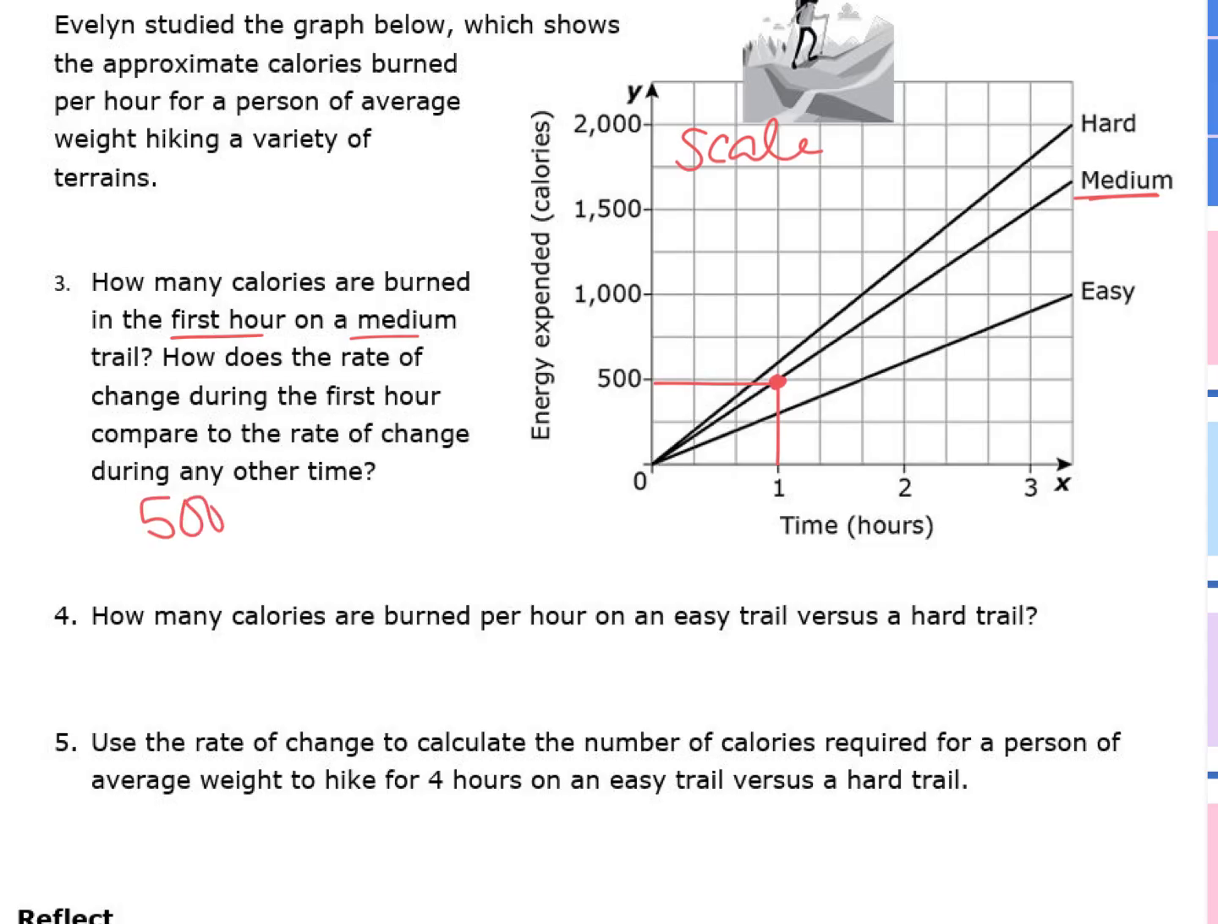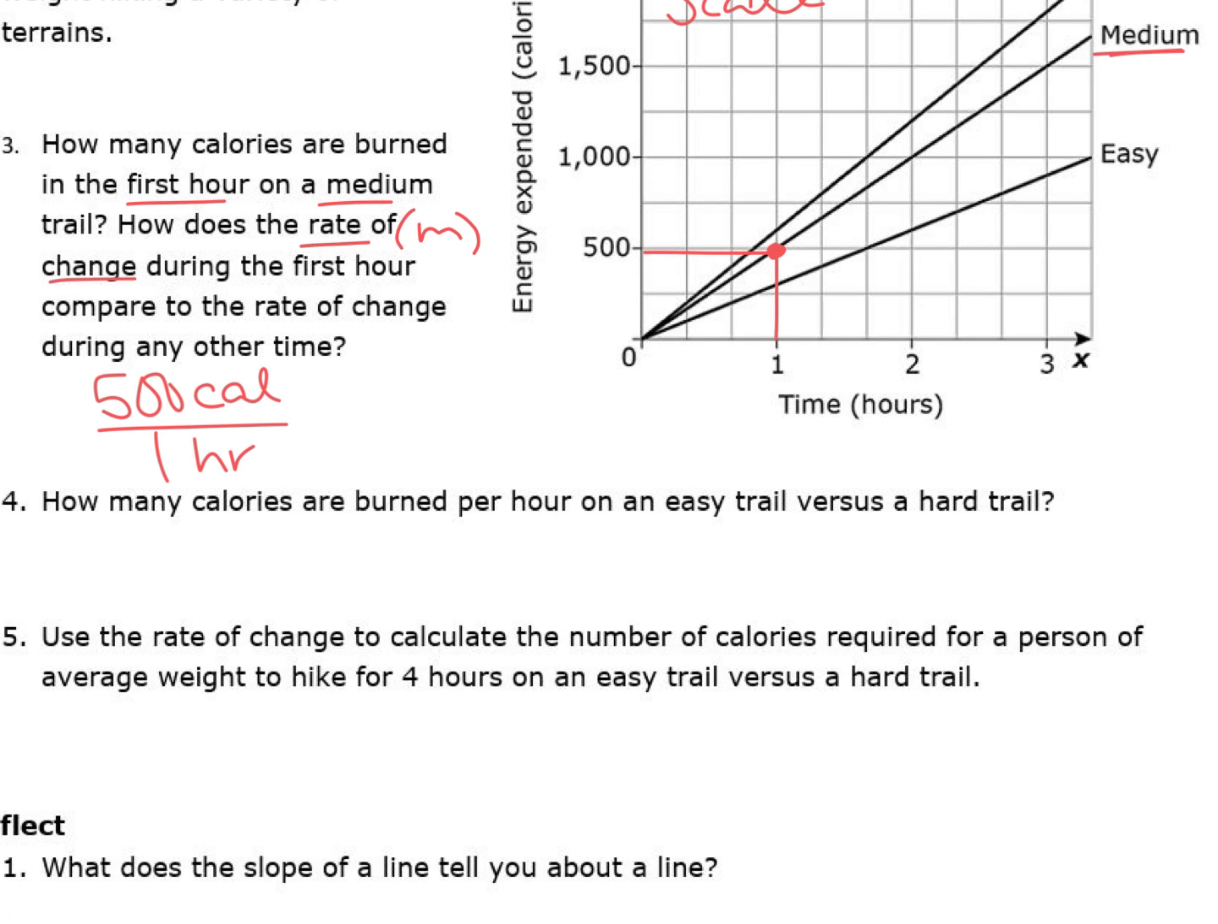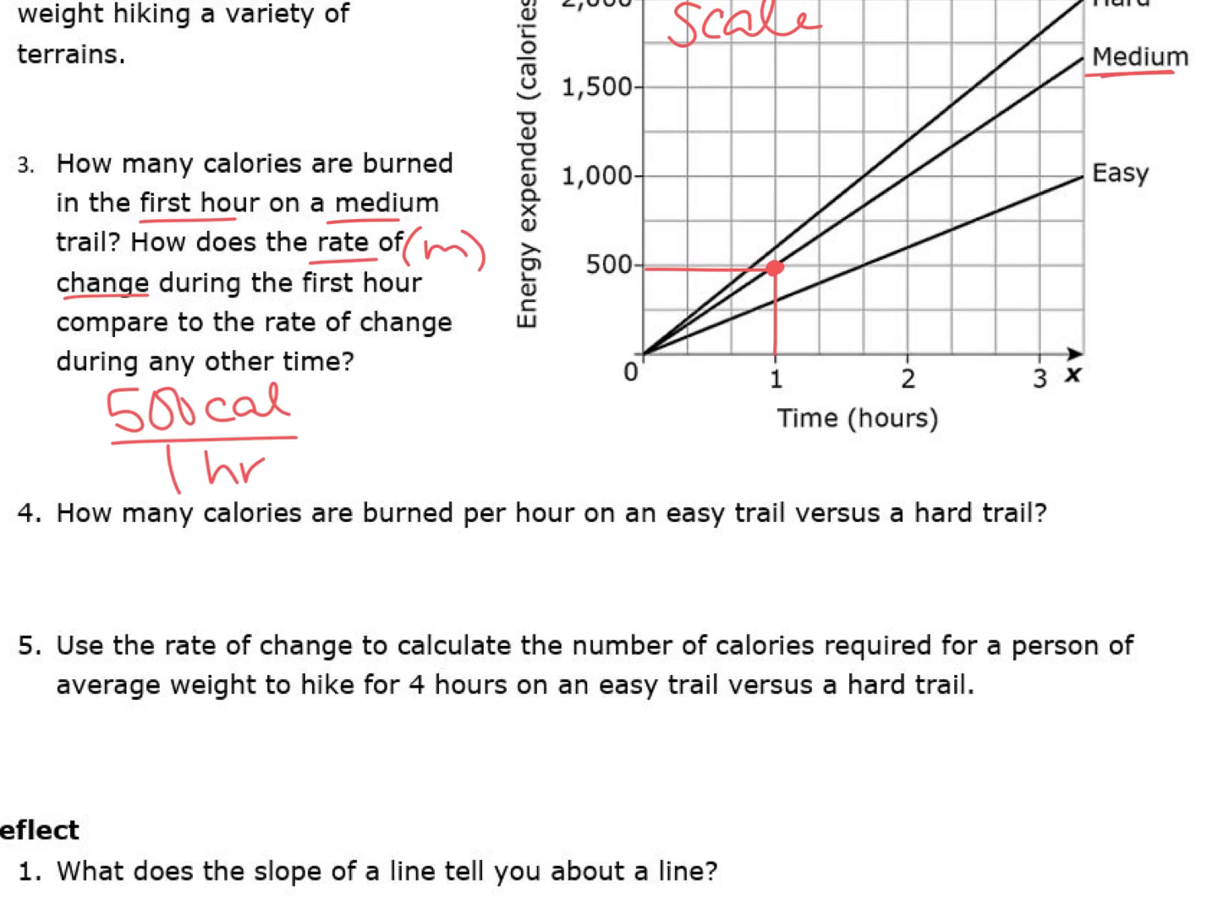500 calories. And make sure you're using your labels. How does the rate of change work? Rate of change is the same thing as our M, our slope, during that hour compared to another time. If we are looking at our scale, notice we're not counting by hundreds. I went up 500 and I went over 1, counting by 20 minutes. So there's our 500 over 1.